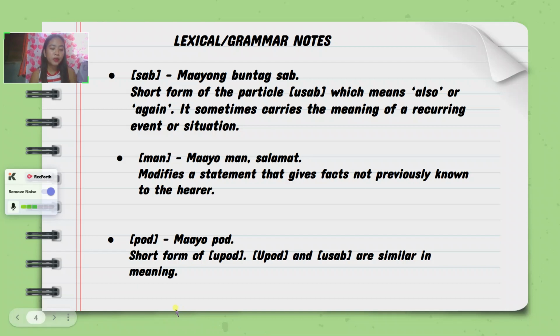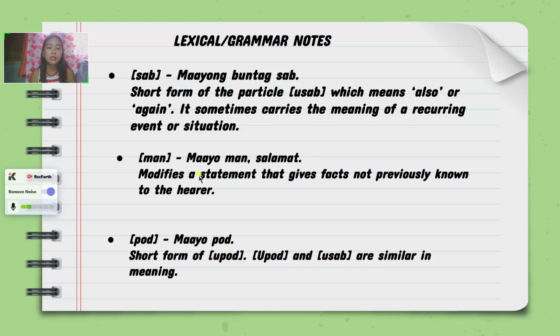Okay, so sab meaning short form of the particle usab, which means also or again. It sometimes carries the meaning of a recurring event or situation. For example, there's an event and then it happens again. So we can also say nahitabo og usab, it happens again. Okay, so that's it. An event, recurring event or situation.